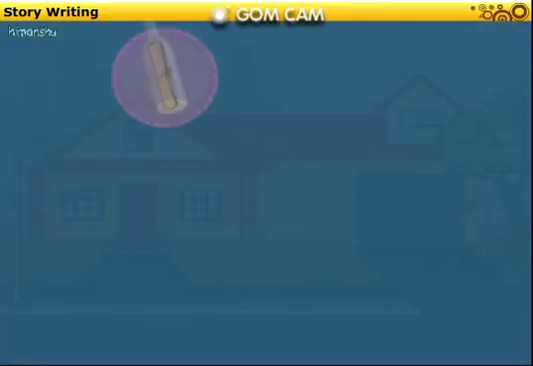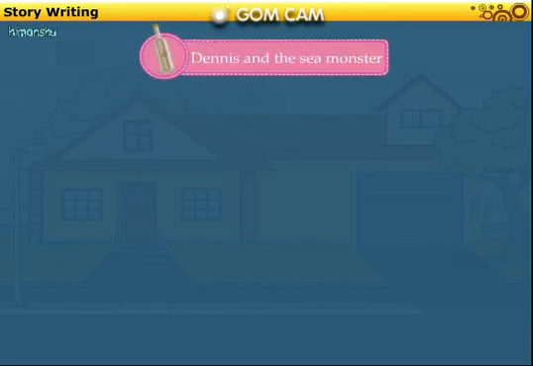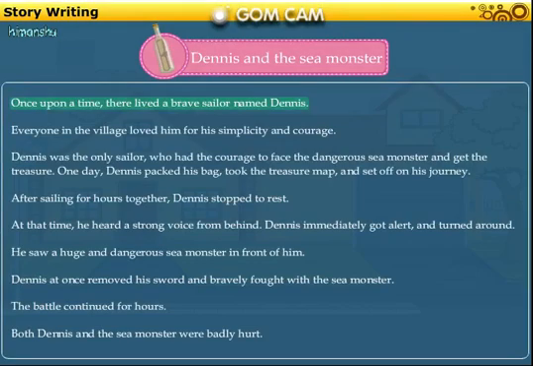The title of the story is Dennis and the Sea Monster. Once upon a time, there lived a brave sailor named Dennis. Everyone in the village loved him for his simplicity and courage. Dennis was the only sailor who had the courage to face the dangerous sea monster and get the treasure.